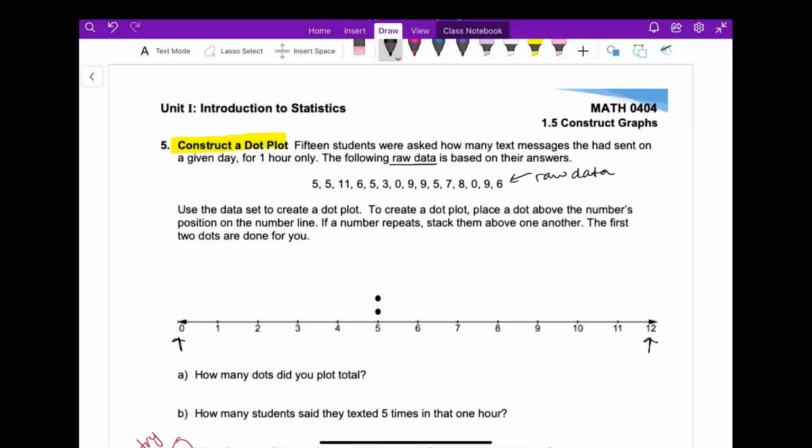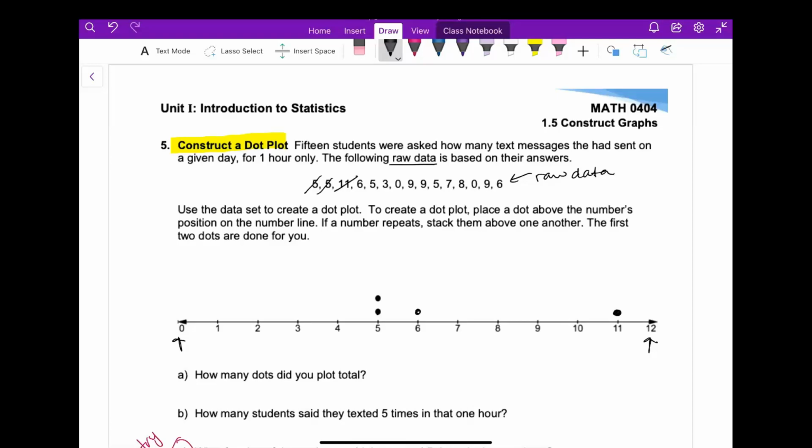We see that the raw data is unorganized. So I'm going to start crossing out my values. Remember to do it gently so that you are still able to see the number in case you need to come back and fix something. So the first 5 is done for me. Here's this 5. The second 5 is done for me. 11. So we look for 11 on the number line and we're going to place a dot right above the 11.